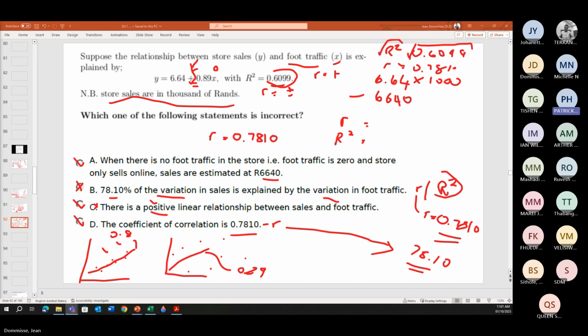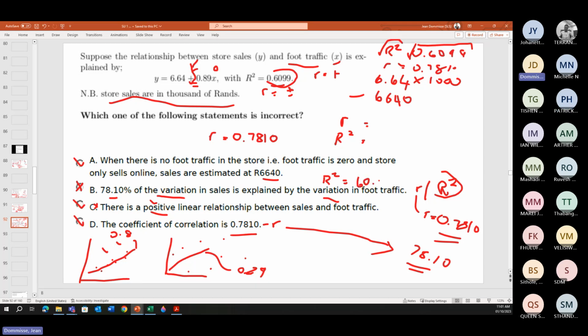Sorry, can you cover B? What would the actual variation in sales be? Okay, so the actual variation in sales would be the 60.99, because that is R square, and they've given you R square as 60.99.